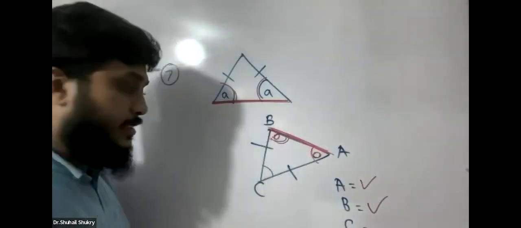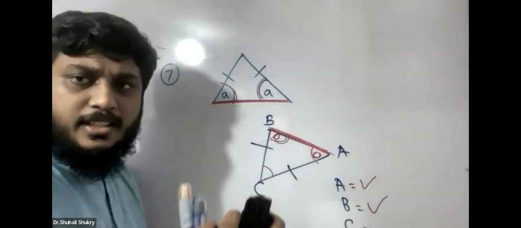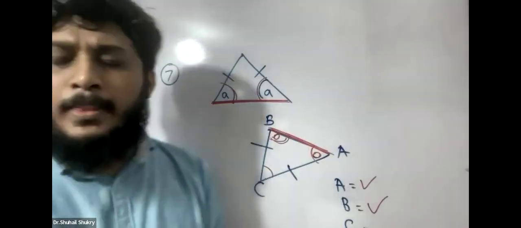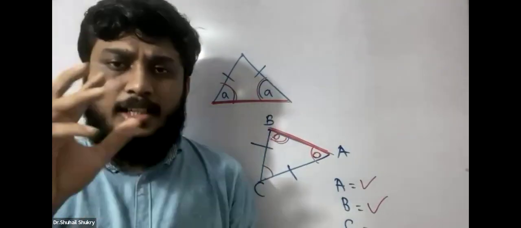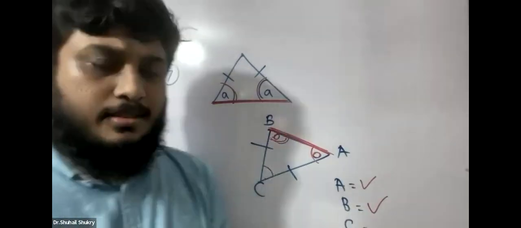Right. Now, so far the 7th one is done. Then the 7th one is about isosceles triangles. Again, if you learn like this, you know all the theorems. All the theorems will run in your head. You can answer the questions.